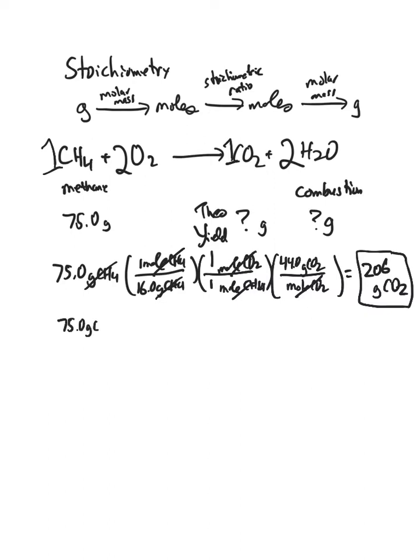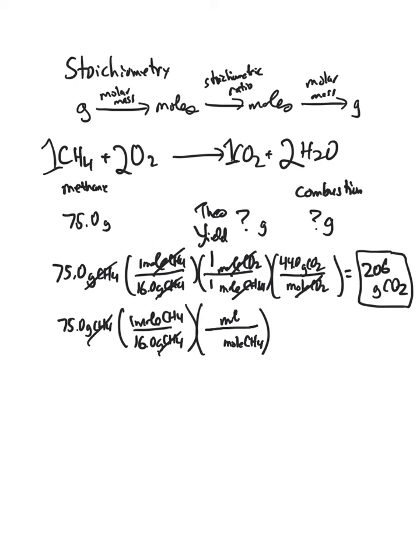Let's do the same thing for water. So 75 grams of methane, 1 mole of methane is the same as 16 grams of methane. Grams methane divided by grams methane. Now my stoichiometric ratio, we want to convert moles of methane, we're going to have that in the denominator, to moles of water in the numerator. And that ratio is 2 moles of water to 1 mole of methane. Where do we get that ratio from? The coefficients to the balanced chemical equation.